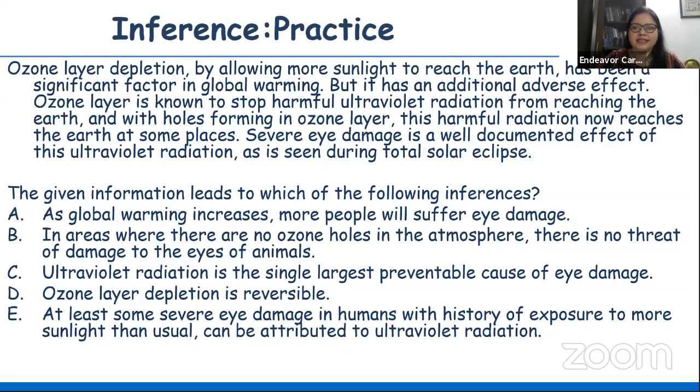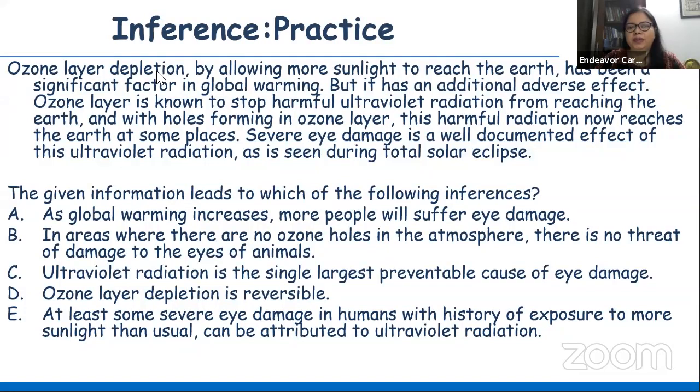Okay. Let's discuss this question. Let's start with option A. As global warming increases, more people will suffer eye damage. Look at the paragraph. It talks of ozone layer depletion has been a factor in global warming. So what is one of the effects of ozone layer depletion? Global warming. But it has an additional adverse effect.